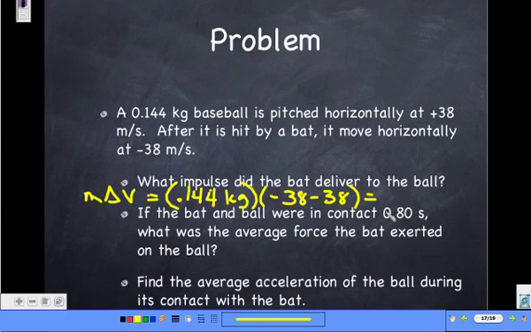Negative 10.94. Okay, in this case, negative signs are going to show direction also, just like the velocity is showing a direction, right? So we're showing a direction. Kilogram meters per second.